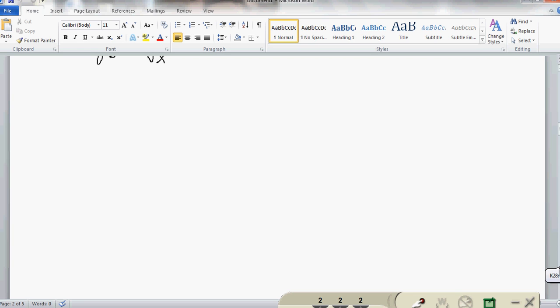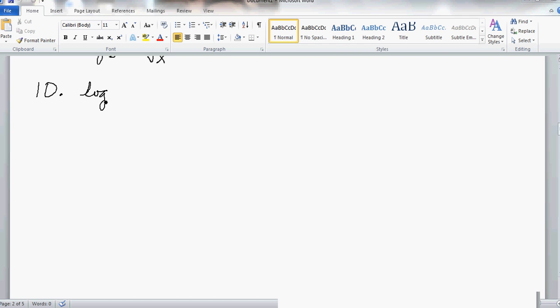Number 10 and 11 asks us to use the change of base formula to find values. And both of these we are asked to round to 3 decimal places or 2 decimal places, depending on which problem. So we're going to be using our calculator. And so before we go there, let's just remind ourselves of what we have.